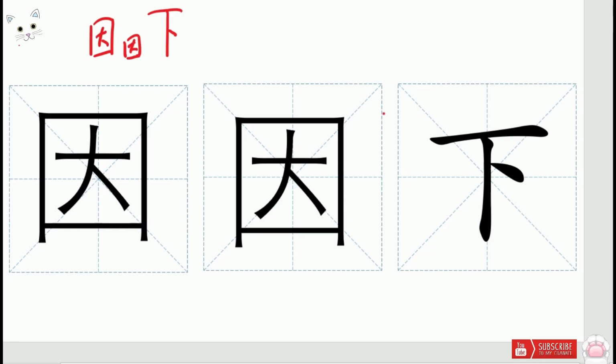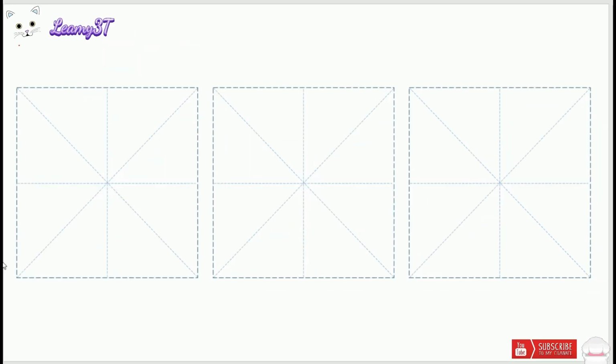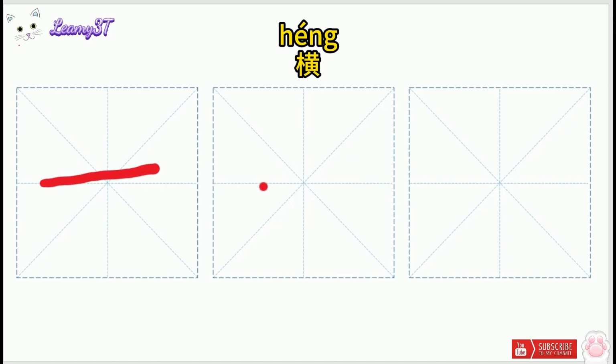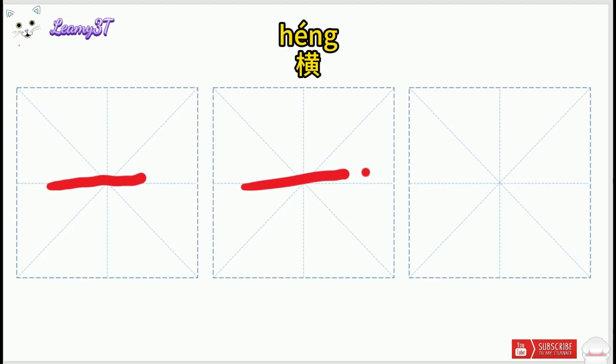Let's write. First, we're going to write héng. Héng. You can make it long or short. You can write it a little bit short. Or we can read it together. Please follow me to read and write at the same time. Say héng, héng, héng. If you write too fast, it may look like this. Not very good. So let me redo it.